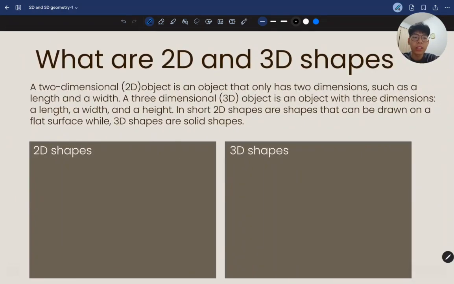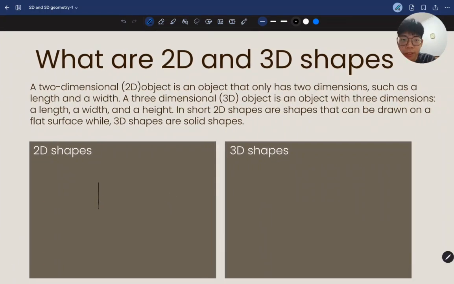So what are 2D and 3D shapes? A two-dimensional object is an object that only has two dimensions, such as length and width. A three-dimensional shape is an object with three dimensions: a length, a width, a height. In short, 2D shapes are shapes that can be drawn on a flat surface, while 3D shapes are solid shapes. I'll help you draw here to help you understand better.